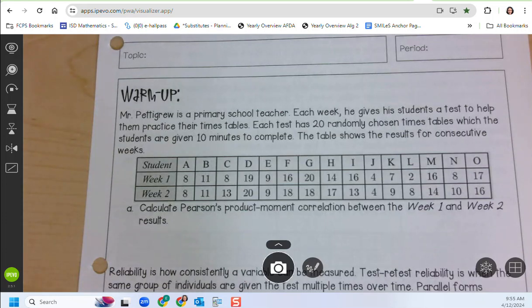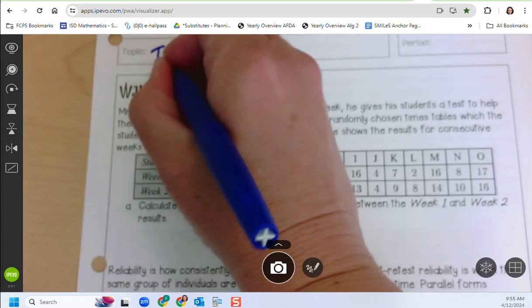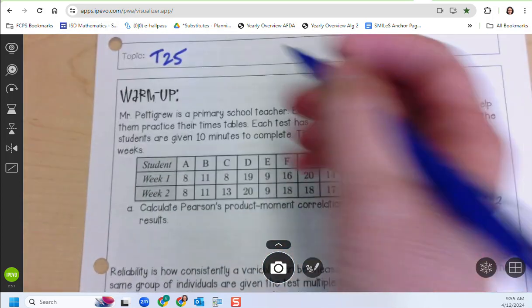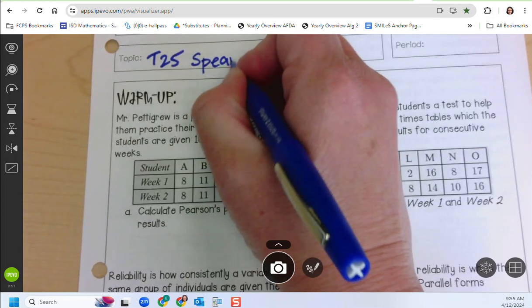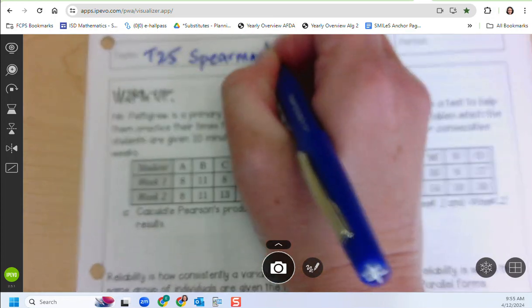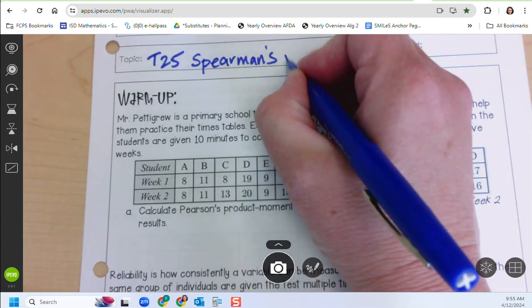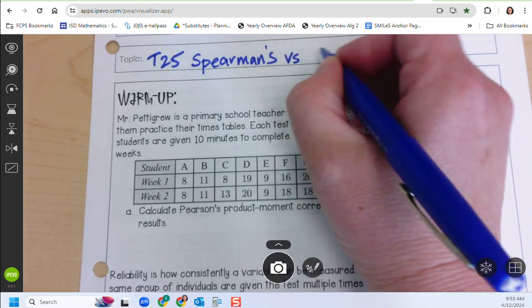All right, so we need a title for our notes today. What topic are we on? Because it says topic 23, but I'm pretty sure we're at like 25 now. Is that right? Topic 25. So topic 25, and this is called Spearman's. We're going to learn something called Spearman's rank. And so we're going to call this Spearman's versus Pearson's.